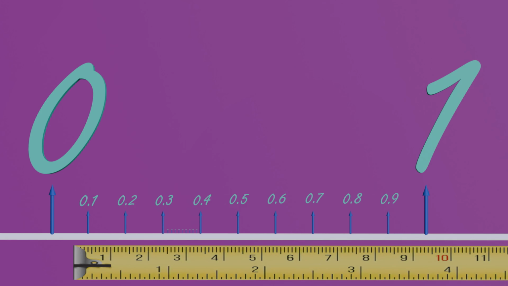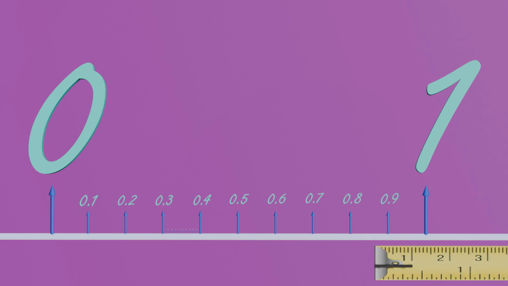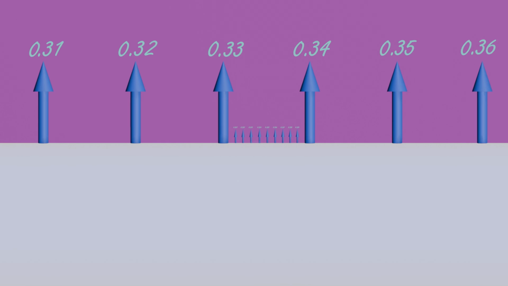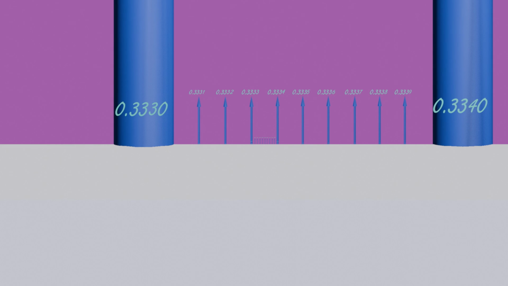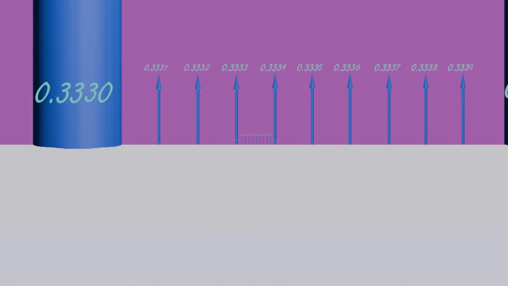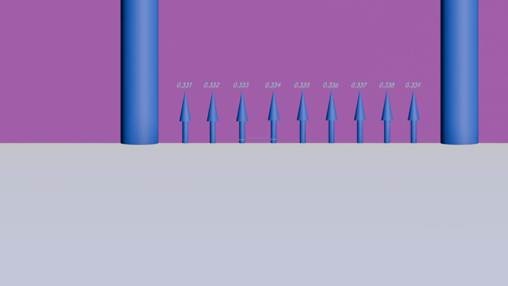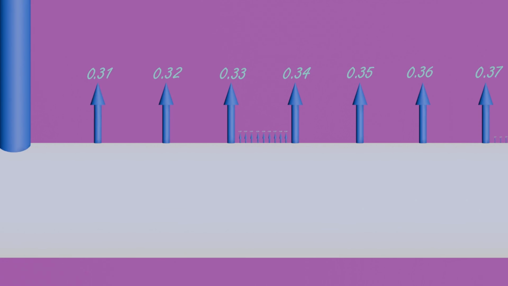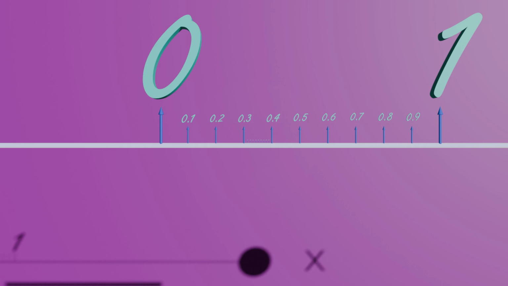Now let's see the location of 1 by 3. That is 0.3 repeating. As you can see, 0.3 repeating has no fixed location because it is a non-terminating number. We will spend our whole life to find its location, but we will never get any exact point.